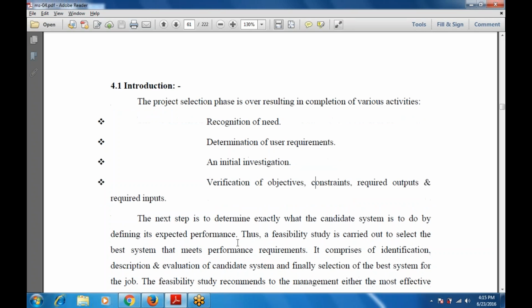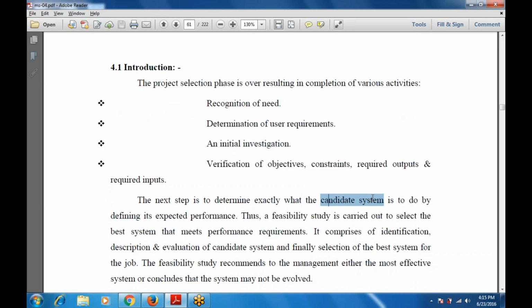The next step is to determine exactly what the candidate system is to do by defining its expected performance. That is the main requirement of the system, defined by the expected performance, and therefore a feasibility study is carried out to select the best system that meets the performance requirements. It comprises the identification, description, and evaluation of the candidate systems, and finally the selection of the best system for the job. That is, the best system means a perfect system for the job.